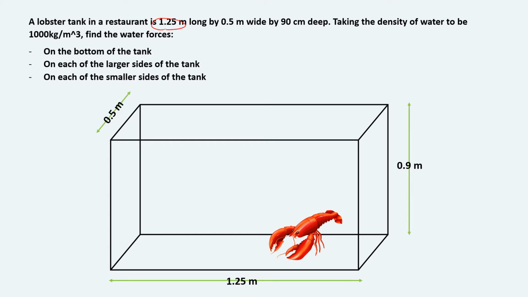And since two of our dimensions are in meters, we'll turn the 90 centimeters into meters by doing 90 centimeters divided by 100 equals 0.9 meters.